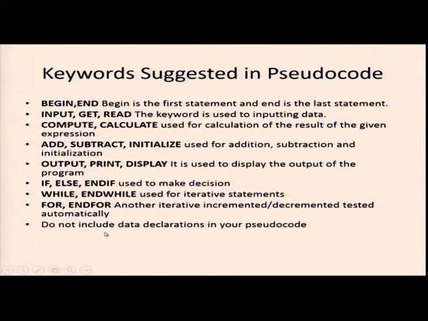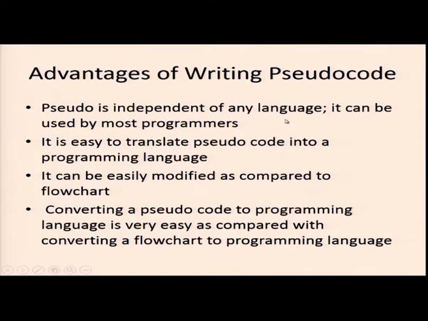And in pseudocode, when you are writing, you are not supposed to include data declarations in the pseudocode. Let us see the advantages of writing a pseudocode. Pseudocode is independent of any language. It can be used by most programmers. It is easy to translate pseudocode into a programming language. It can be easily modified as compared to flowchart. Converting a pseudocode to programming language is very easy as compared with converting a flowchart to a programming language.